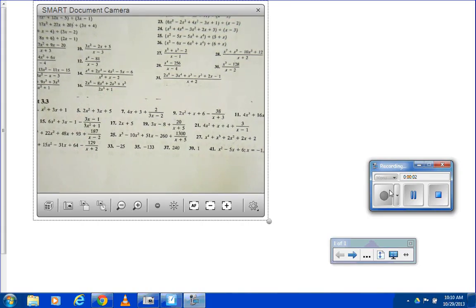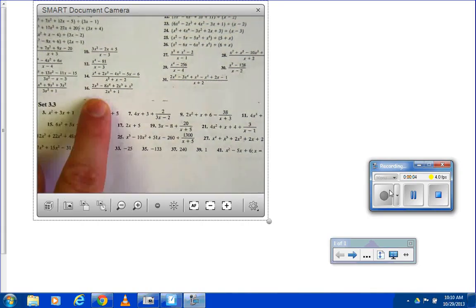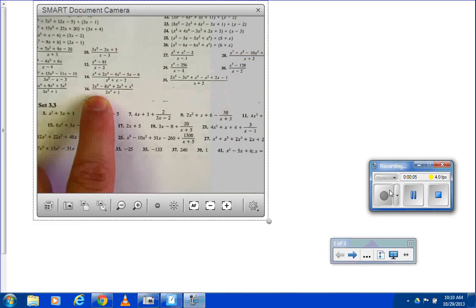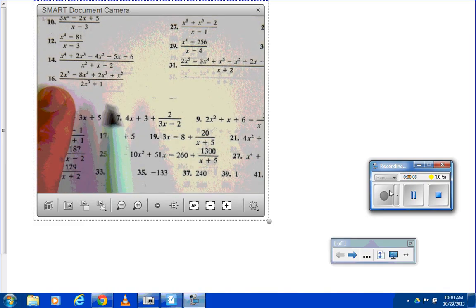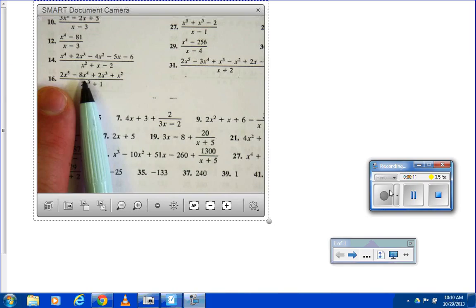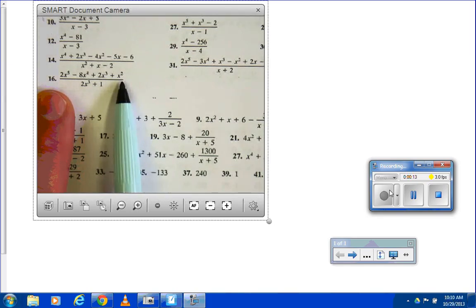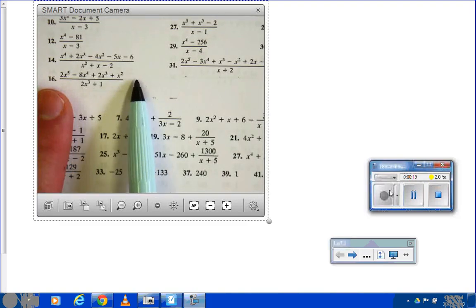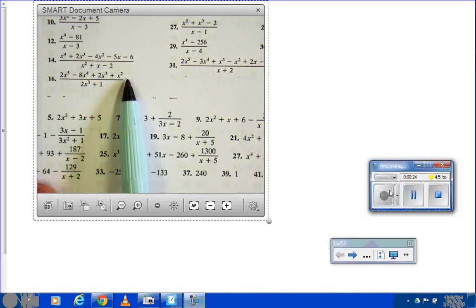All right, so let's see on 16. This one starts out with x to the 5th, to the 4th, to the 3rd, to the square. Now notice what's missing: the linear term, the x, and the constant. So for those two things, we're going to need to fill in 0 placeholders.